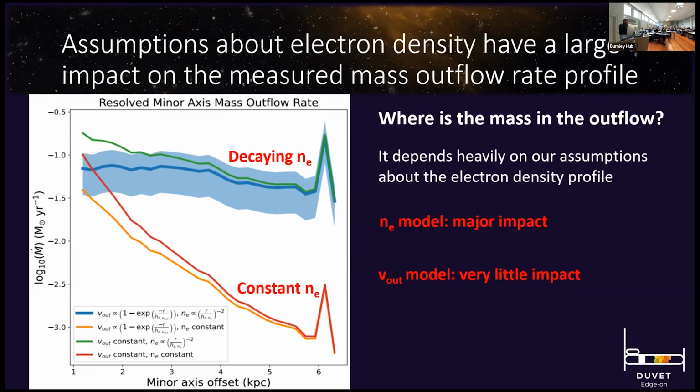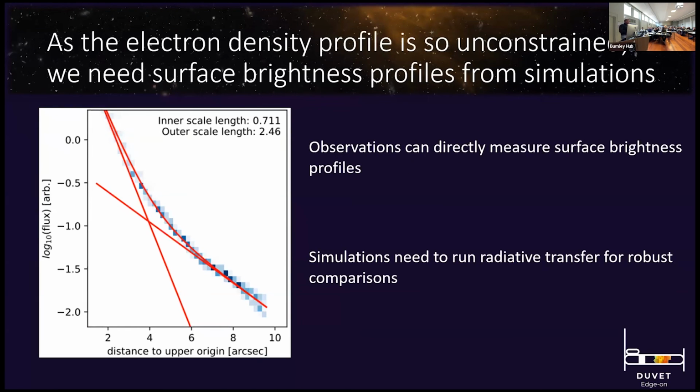And so the bottom 2 are assuming a constant electron density, and they're differentiated by their assumptions about outflow velocity. And the upper 2 models are assuming a decaying electron density. And this much flatter mass outflow rate profile that we recover there is more consistent with what we expect from simulations in the ionized gas. But what we can really take from this is that the electron density and our assumptions about it have a huge impact on where we think the mass is within the outflow, whereas our assumptions about outflow velocity, not so much. So what this means we need, since we're about to have tens of galaxies for which we have these kinds of observations, is for simulations to run radiative transfer modeling so that we can compare their outputs with things we can measure directly, like surface brightness.